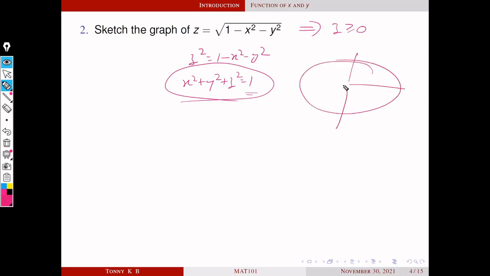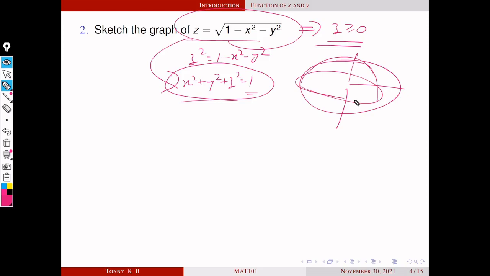But we know that the sphere is like this. Okay, but our equation is actually z is equal to the positive square root of 1 minus x square minus y square. So z should be positive. So it is clear that this surface is a part of this sphere, but there is a restriction. Z should be positive. So which part of the sphere? Yes, the upper part of the sphere, the upper hemisphere.